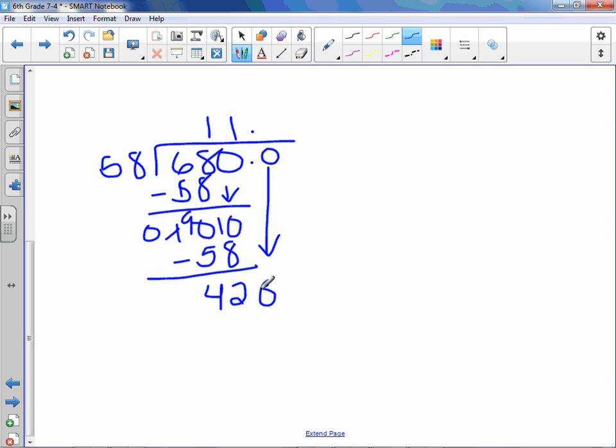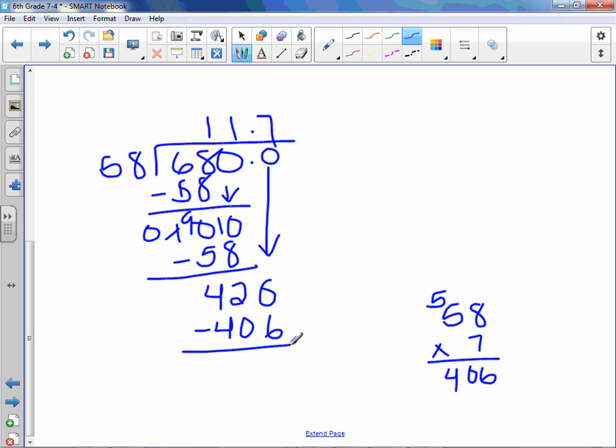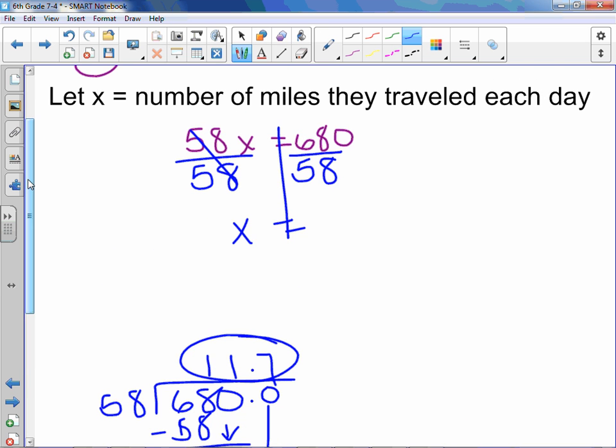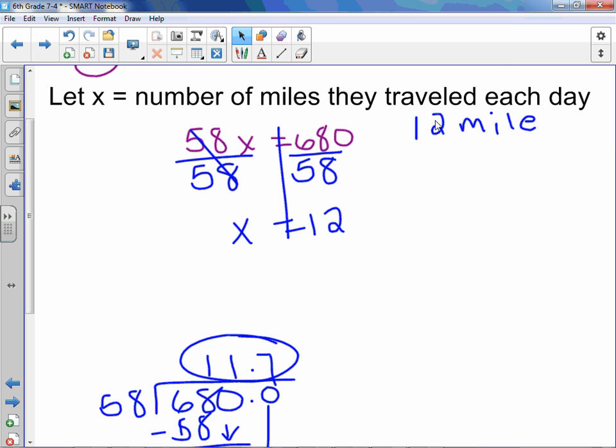420. Well, it's about 60. Let's try 7. See how 7 works. 406 looks like it's our answer here. So 7 times minus 406. Okay, and I'm going to stop there. I could keep going, but it said about how many miles per day. So I'm going to say about, rounding that up to the nearest whole number, 12 miles. Actually, I should say about 12 miles. Let's do that. Let me squeeze in that word.